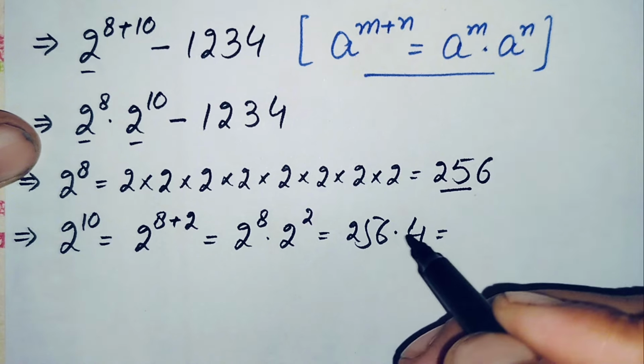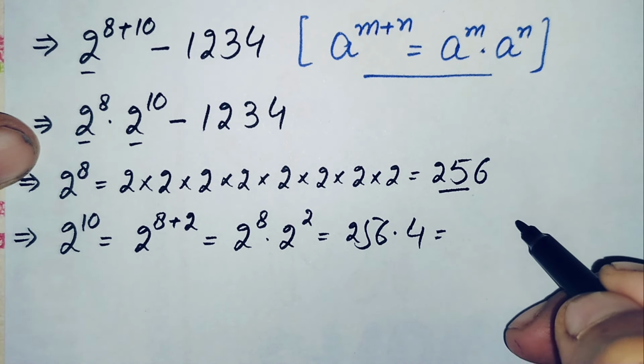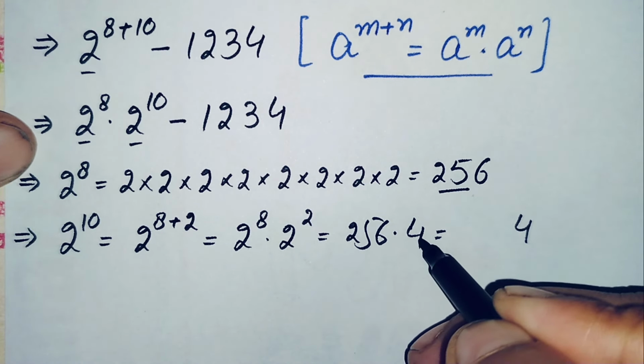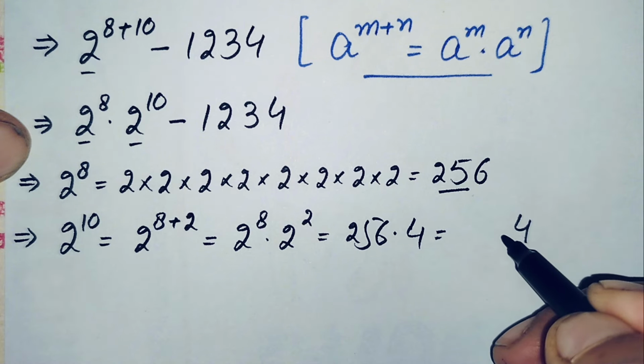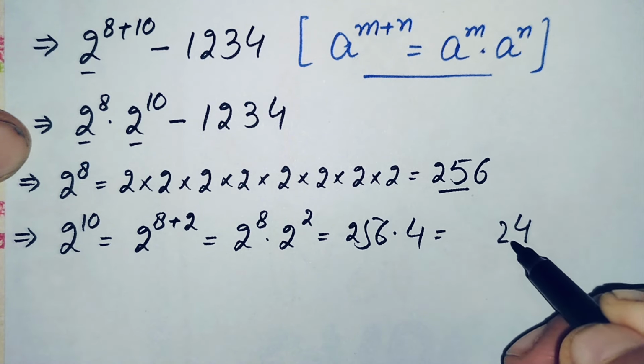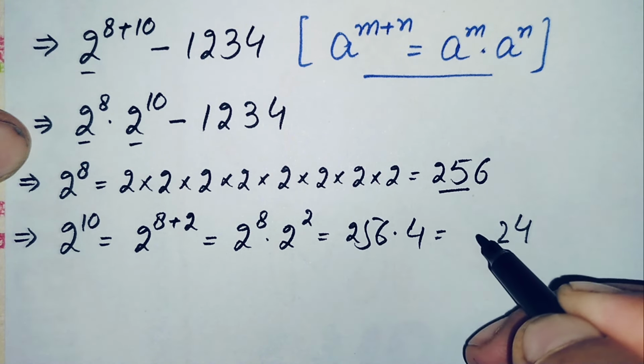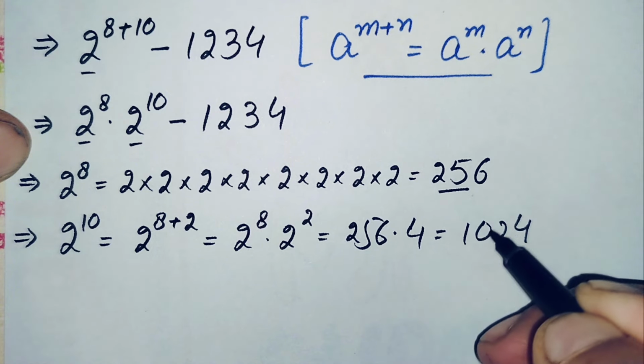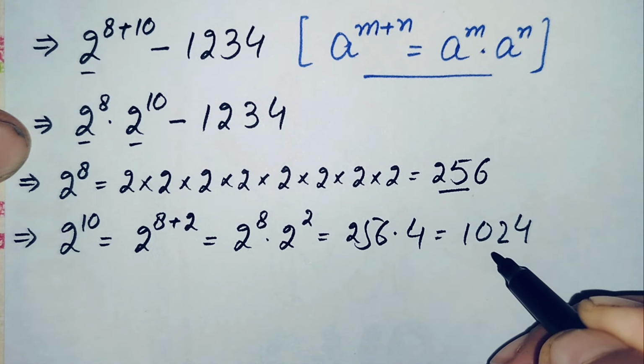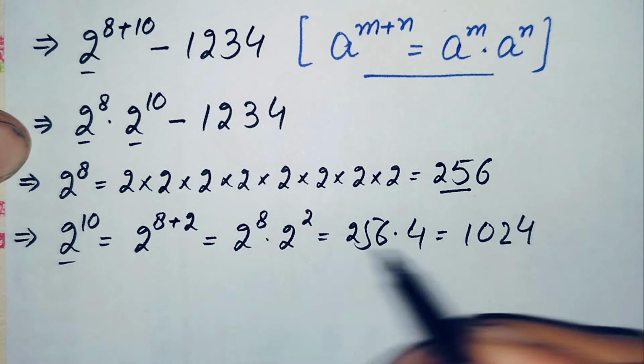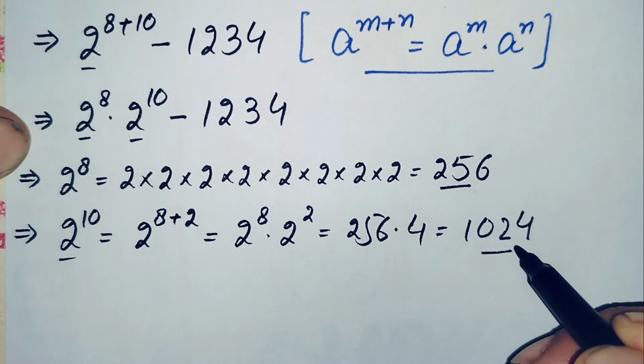Now let's multiply these two numbers. So 4 times 6 is 24, so 4, and 2 will be carried. 4 times 5 is 20, 20 plus 2 is 22, so 2, and 2 will be carried. 4 times 2 is 8, 8 plus 2 is 10. So this will become 1024. So the value of 2 raised to power 10 is 1024.